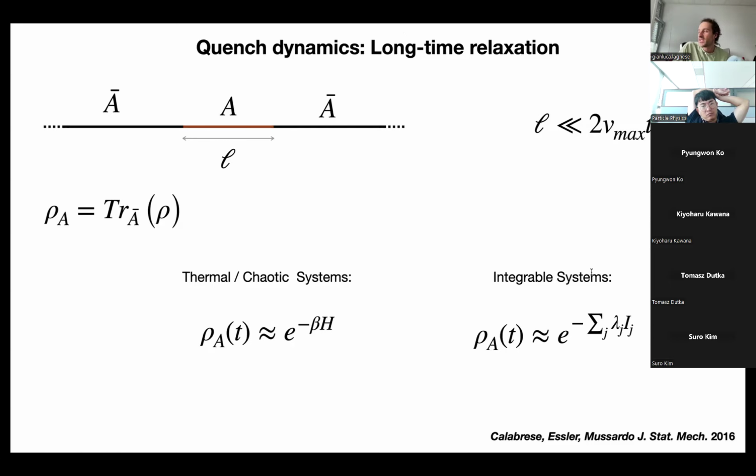While for integrable systems, we understood that there is an infinite amount of conserved quantities, these I_j charges, that constrain the dynamics. So the generalized Gibbs ensemble is introduced in this case. In the first case, you only have the conserved quantity which is the Hamiltonian. In this case, you have an infinite number of conserved quantities that are constraining the dynamics. The long-time relaxation is happening in this way, in a generalized Gibbs ensemble sense.